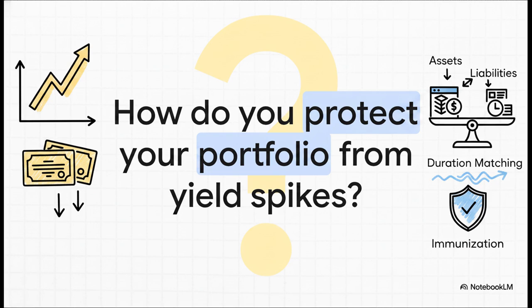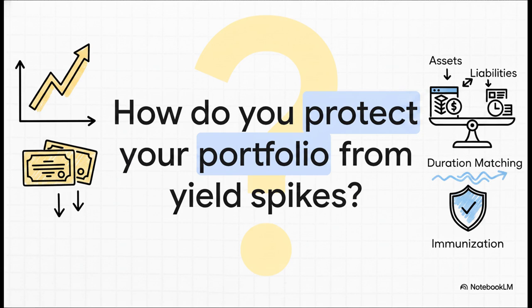Which leaves us with one final, absolutely vital question to ponder. If market yields suddenly spike out of nowhere, and you know exactly how much your bonds will fall because you calculated their duration, how do you protect your entire portfolio from the chaos? The answer lies in a highly advanced strategy known as immunization.